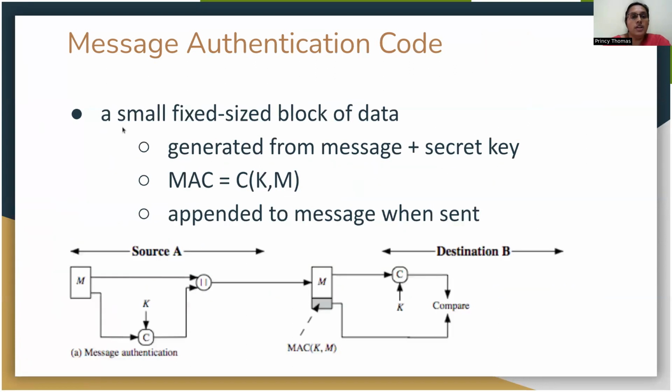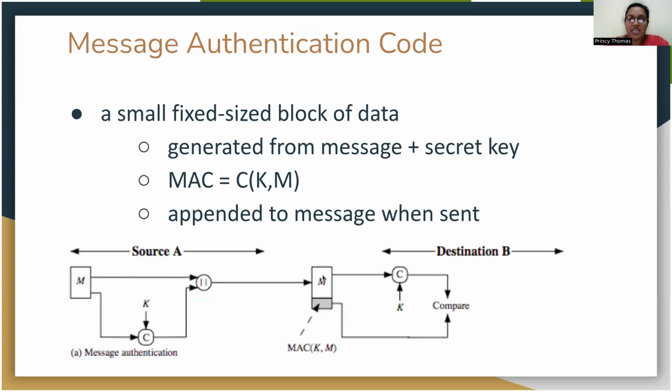Okay, so a small fixed size block of data is generated from the message plus the secret key. So if C is the MAC code generating algorithm, then the input is a key K and the message itself, M. You can see over here, this is the message, M is the message. And the MAC generated over here is appended. This sign means appended to this message. Okay. And the message plus the MAC is sent to the destination.